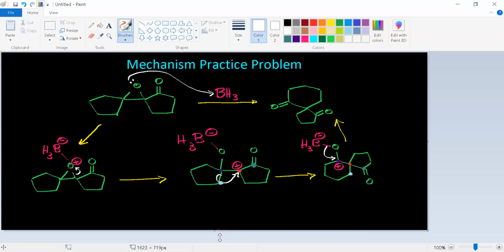So that's the full mechanism. It's only a, what is that, four-stepper. It's not that difficult, just recognizing that in this problem, borane is a Lewis acid.